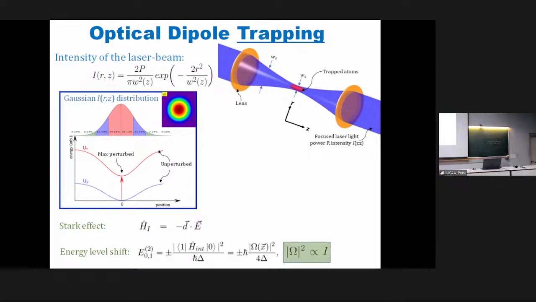Your intensity is maximum at the center of the Gaussian laser beam, that's why your shifting is maximum, and the shifting is lower at the sides, so there it will be less perturbed. Okay.